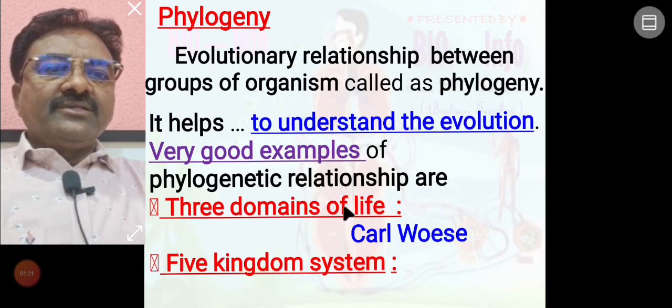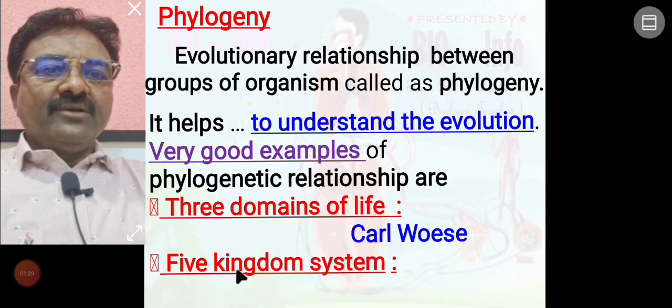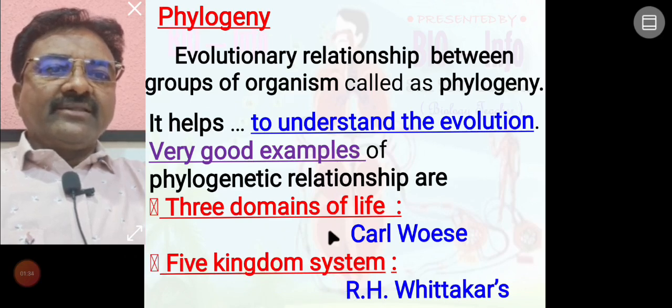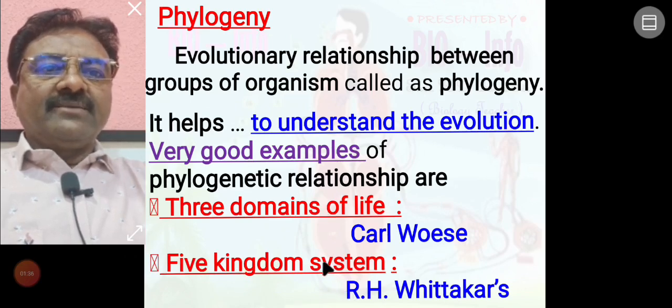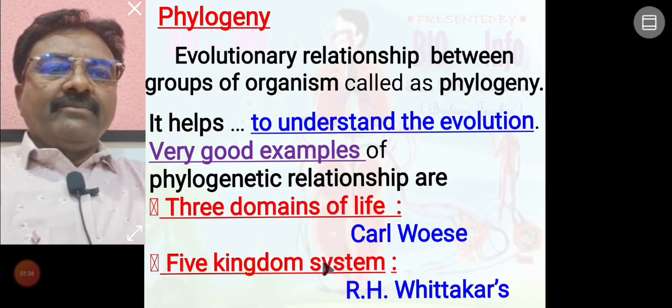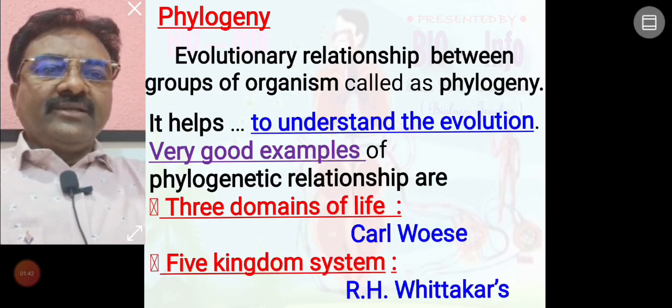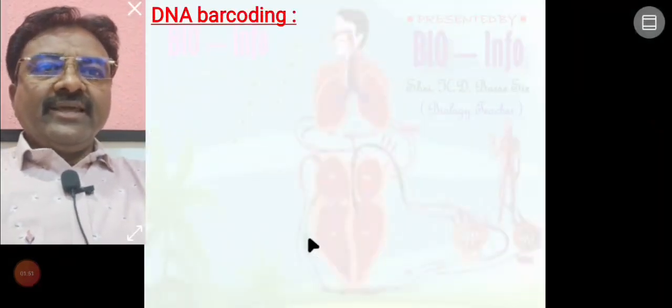So such two examples are most important: three domains of life proposed by Carl Woese, and the five kingdom system proposed by R.H. Whittaker. These two are very good examples of phylogenetic relationship. Up to this we learned the phylogeny term or concept. Now we learn DNA barcoding.